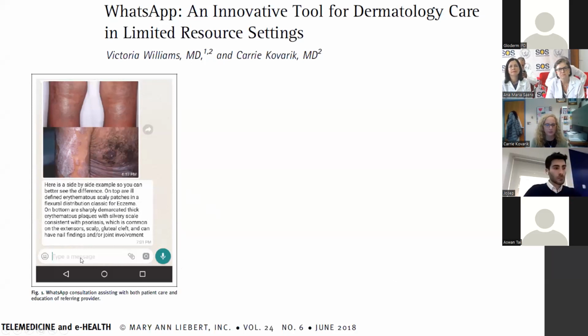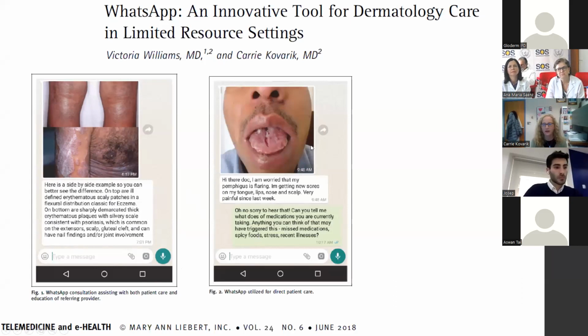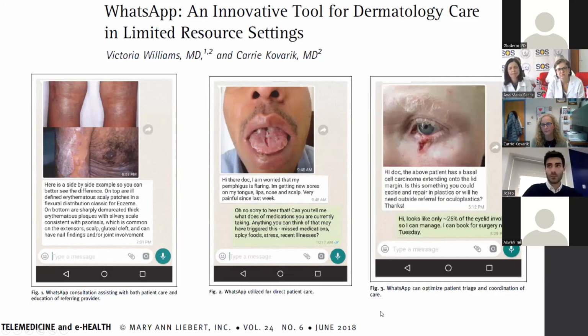So this is an example of a consultation from a referring provider who sent this. It was psoriasis versus eczema, and Dr. Williams is telling them how to tell the difference. We even talk to our patients over WhatsApp. We have patients that live 10 hours away and have severe diseases. This patient has pemphigus, and 5 years ago, we couldn't really put our patients on high doses of immunosuppressants and not worry about them because sometimes they wouldn't come back or they couldn't come back, and now we can communicate with them through WhatsApp and follow up with them. We use it for triage and coordination of care.